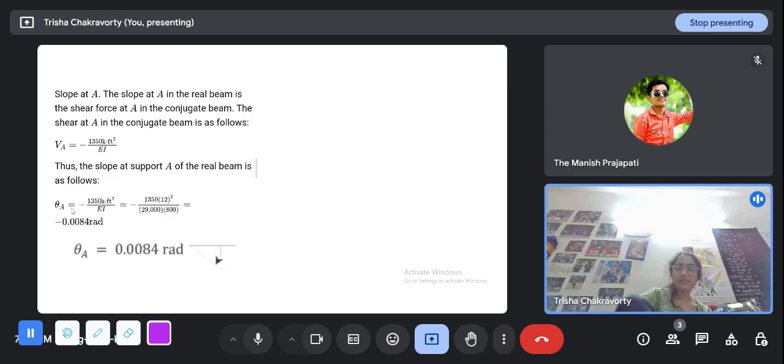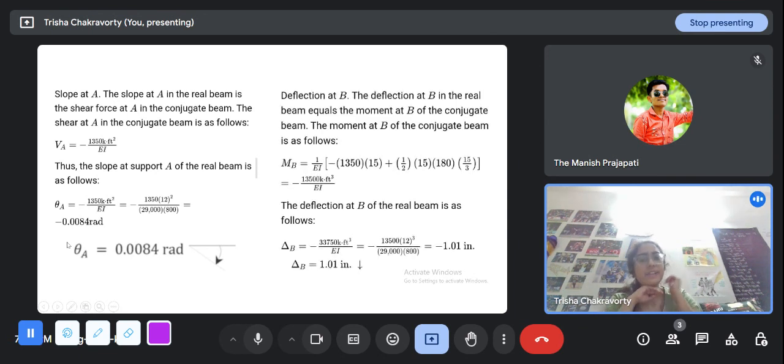This is just the one thing that you have to remember separately. The positive bending moment and negative bending moment translate very simply into upward deflection and downward deflection, but the rotation is not that intuitive. So if you get a positive shear force, it means anticlockwise rotation, and negative shear force means clockwise rotation, as in here. And the deflection at B in the real beam equals the moment developed at B of the conjugate beam.